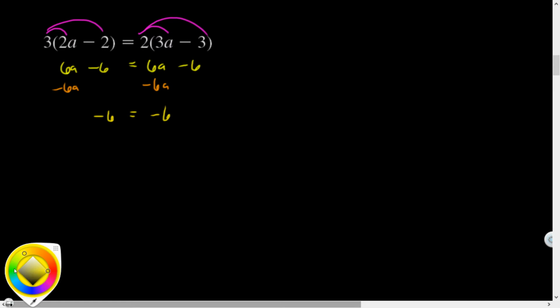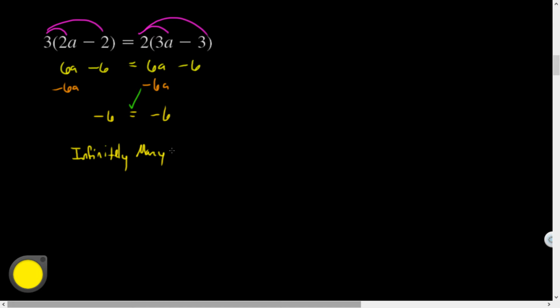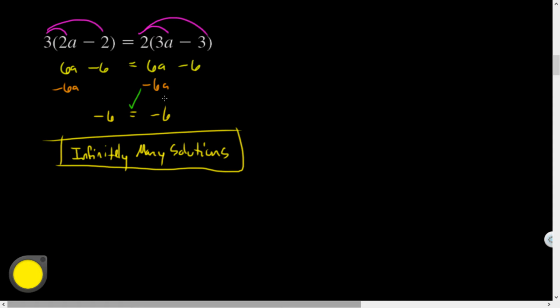True or false? Not a trick question. Is it true? Or is it false? True. I mean, you saw I selected the green already there as well. Therefore, what is the solution to this equation? Everything is the solution to this equation. There are infinitely many solutions. Well, let's try a solution. When my variables disappear and I'm left with a true statement, there are infinitely many solutions.